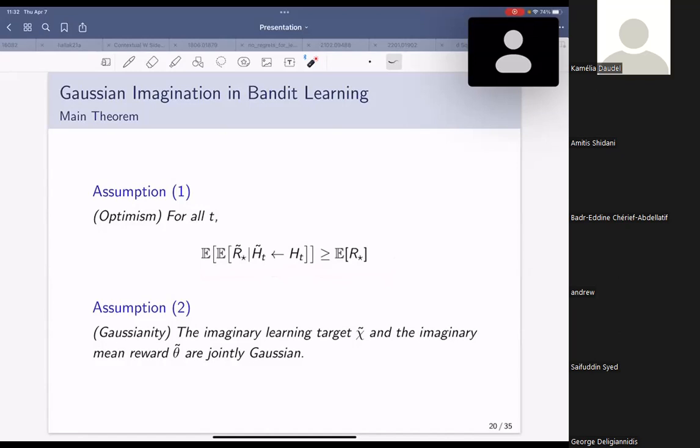Expectations over all the randomness? Yeah, the first one is over all the randomness other than the history, and the other one is over the randomness in the history.